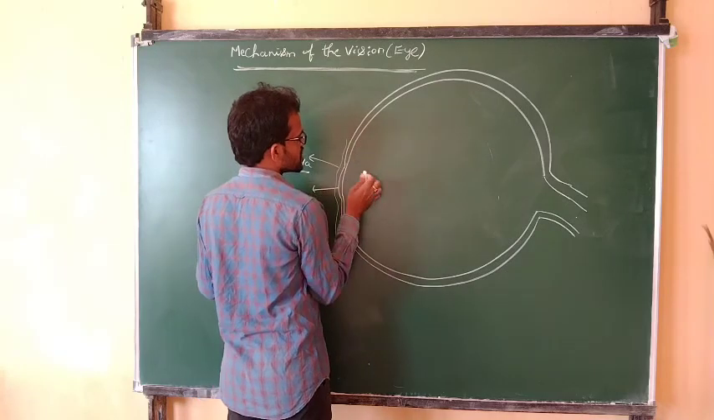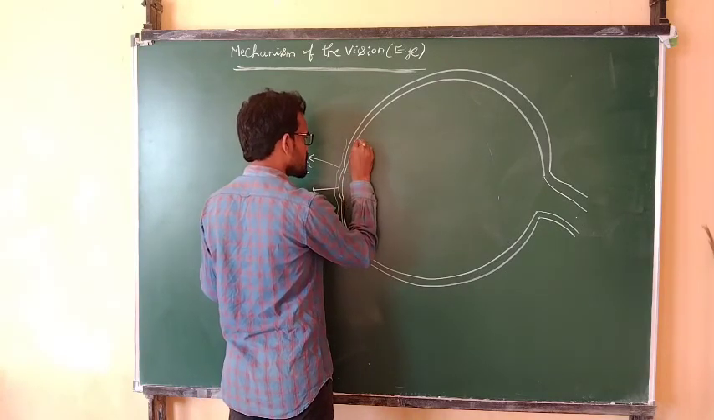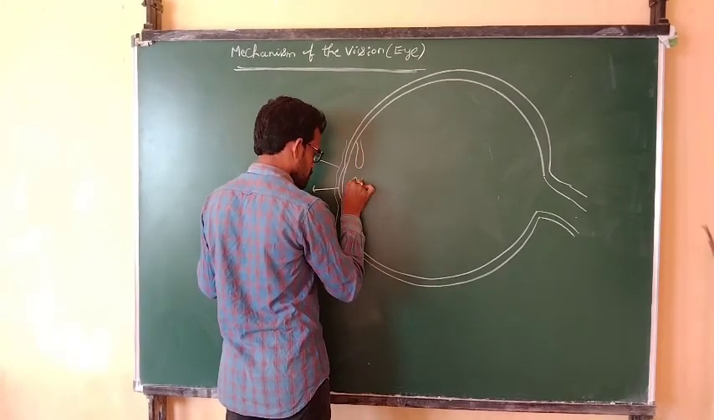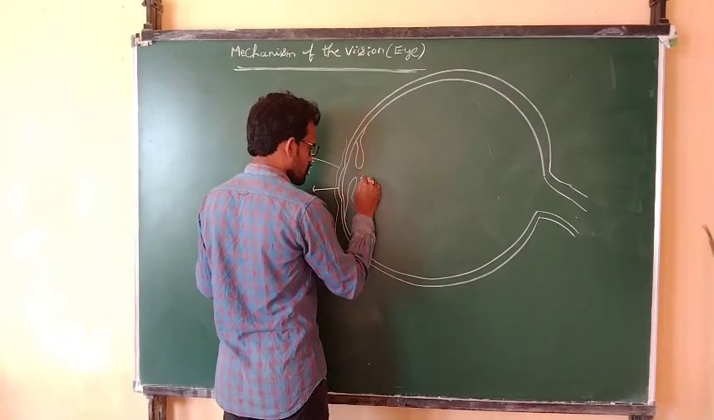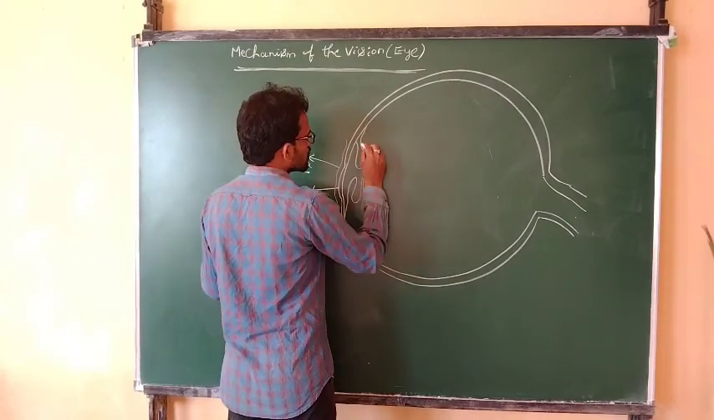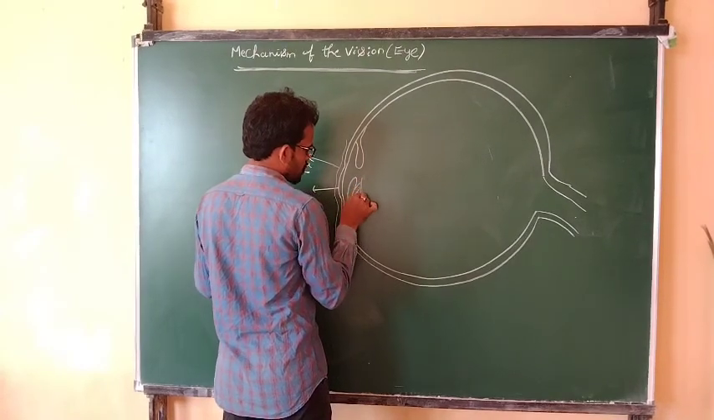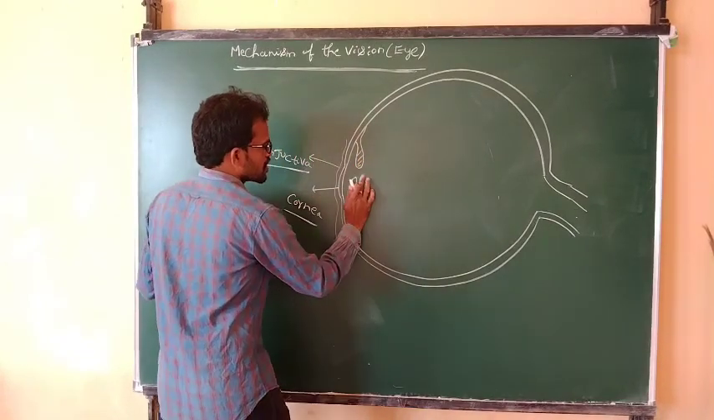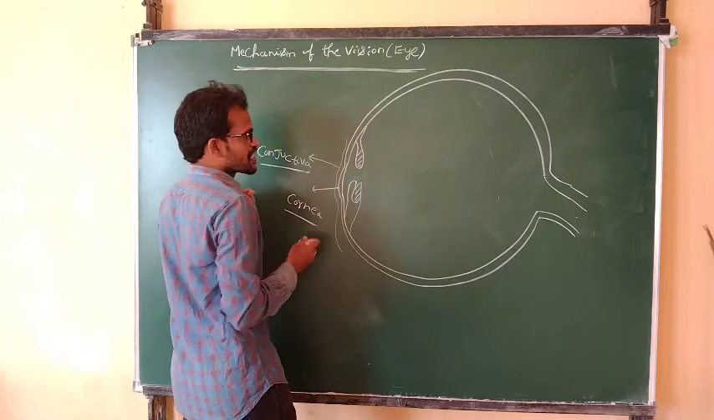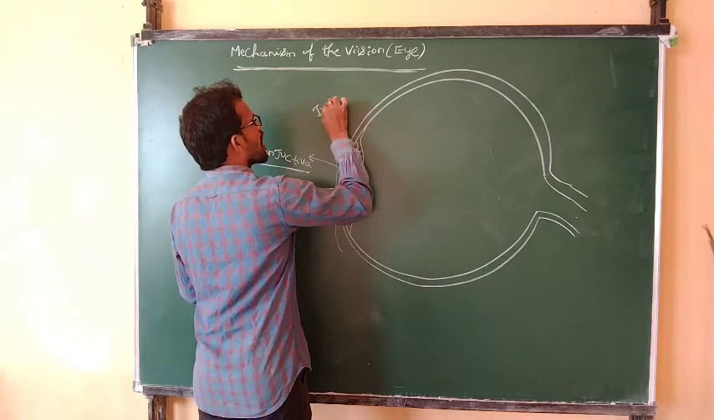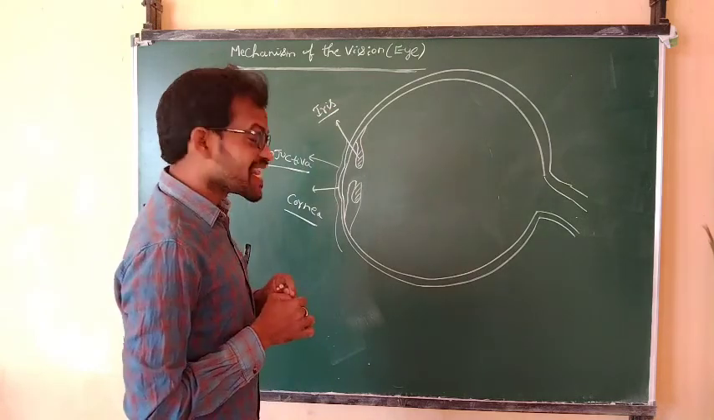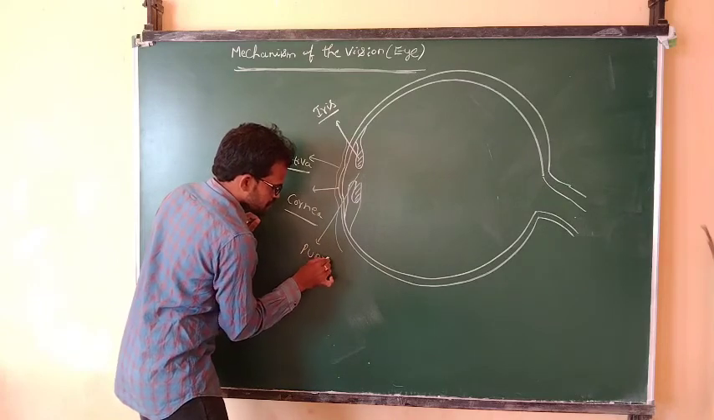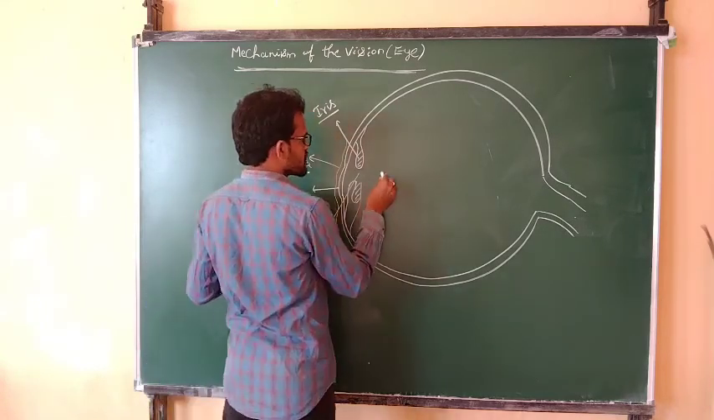The next part is the iris, the colored part of the eye. This part indicates the pupil.